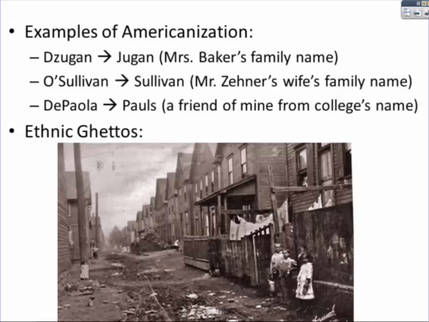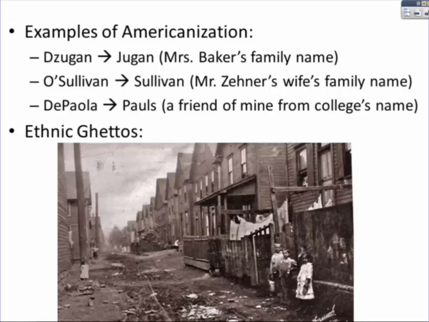Mr. Zahner's wife's family name was Sullivan. Prior to immigration to the United States, her ancestor's name was probably O'Sullivan. The O really means of Sullivan, meaning in Ireland there was probably a town called Sullivan, and in probably the medieval period, people that were from Sullivan got the surname O'Sullivan, meaning this is so-and-so from Sullivan, and then the name stuck. And O'Sullivan was shortened at Ellis Island, probably because of discrimination against the Irish, to simply Sullivan.